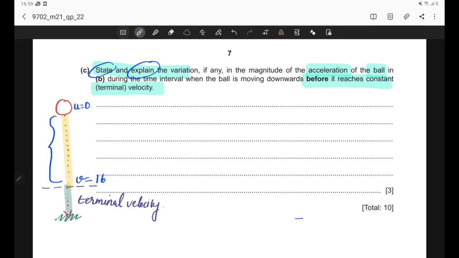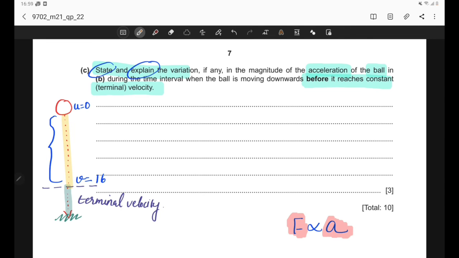So as we know that force is directly proportional to acceleration. In order to describe acceleration, we can check the force, because they are directly proportional. So when force increases, acceleration will increase. When force decreases, acceleration will decrease.